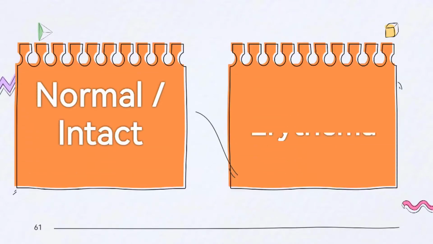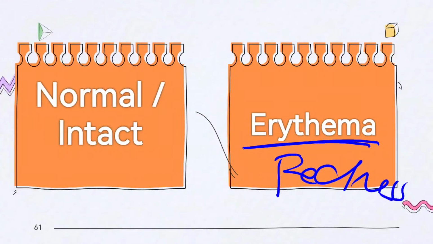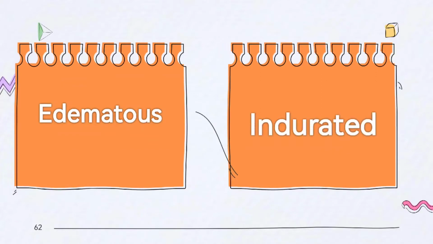Now, first, we have normal and intact. Normal and intact, you did not see anything at all. Everything is clear. The color of the patient's skin surrounding the wound is the same. Erythema is redness. Now, if you see any redness on the area, what will it tell you? It will tell you that there are signs of infection, inflammation.